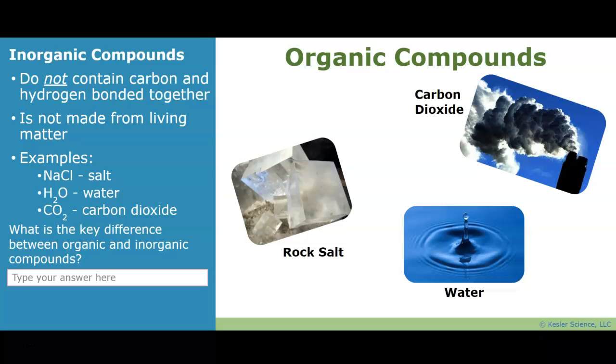Inorganic compounds, they do not contain carbon and hydrogen bonded together. So some examples, we have salt, that's sodium and chlorine. We have water that has hydrogen and oxygen. And we have carbon dioxide, which is carbon and oxygen. Now, of course, carbon dioxide has carbon in it, but it is not bonded to hydrogen.